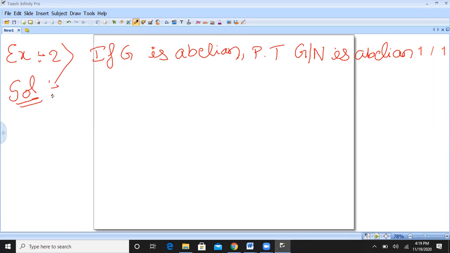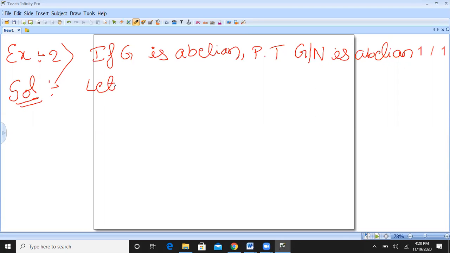So G is abelian, all groups are abelian, then prove G by N. G by N is nothing but the factor group, and we have to prove the factor group is abelian. Prove, okay. What we all know is the factor group.